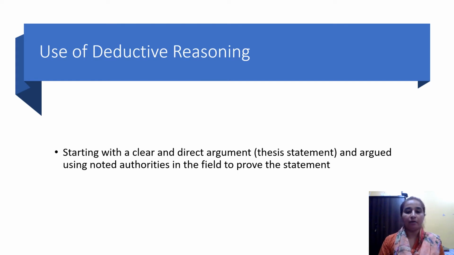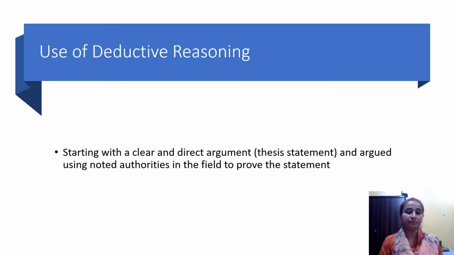Start with a clear and direct argument, the thesis statement, argued using noted authorities in the field to prove the statements. Deductive reasoning: it is deductive because you make a point and use your writing to prove or deduce the point. Inductive reasoning is different, as you first start by laying out some key facts, then delay tying them together until the very end. Instead of proving your thesis statement, you are building it.